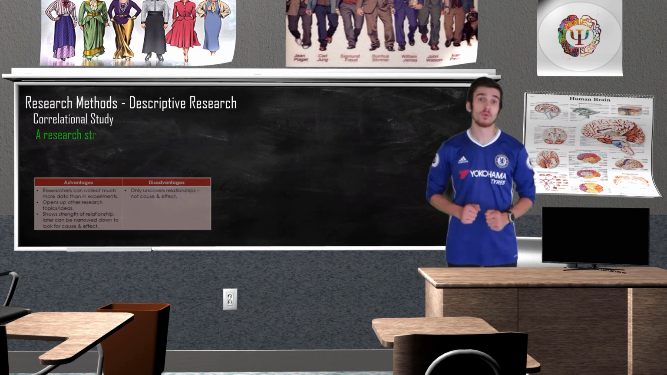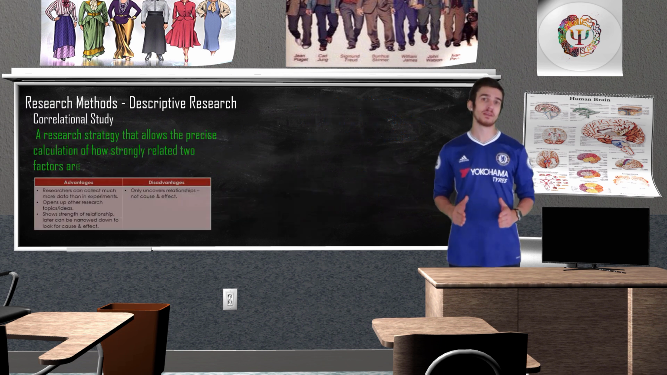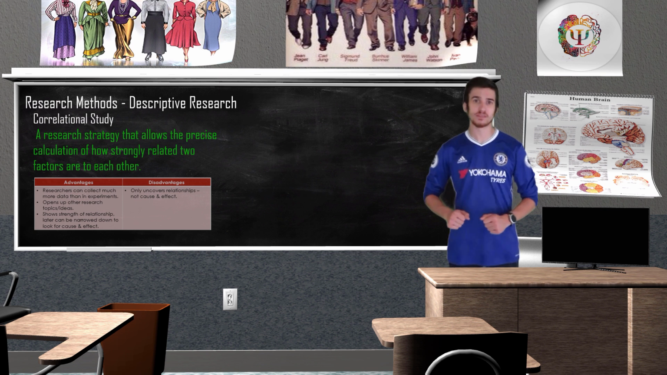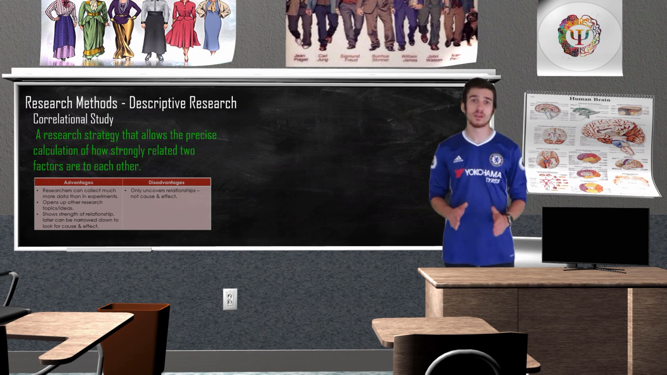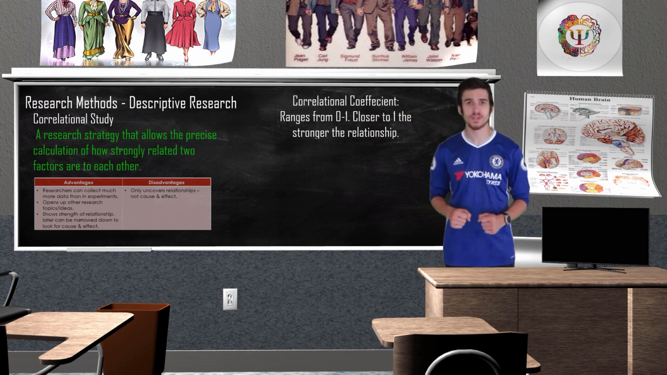Next, we're going to talk about correlational studies. Information obtained from naturalistic observations, case studies, and surveys often show us one trait or behavior accompanied by another. We call this a correlation. A correlation can be positive, it can be negative, or there can be no correlation at all. This can be displayed as a correlational coefficient, which is just going to be a number ranging from 0 to 1.